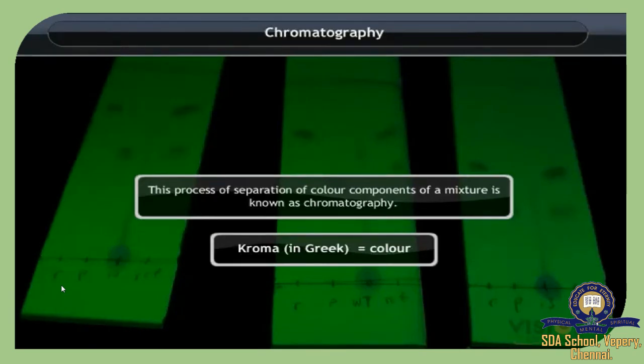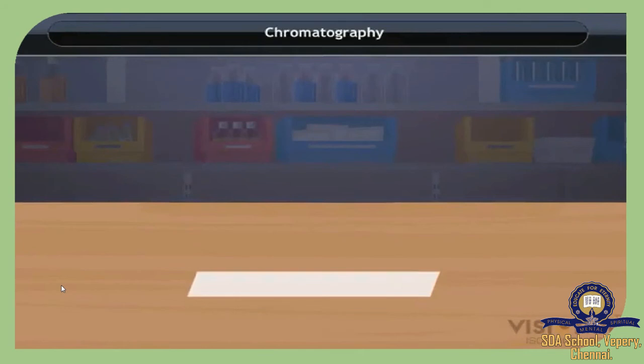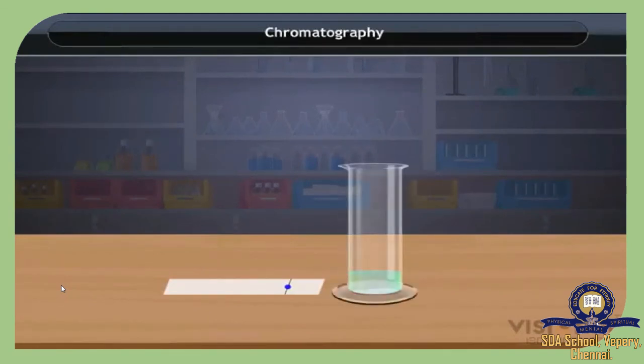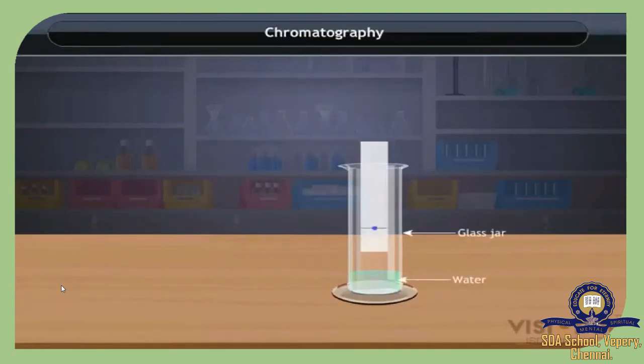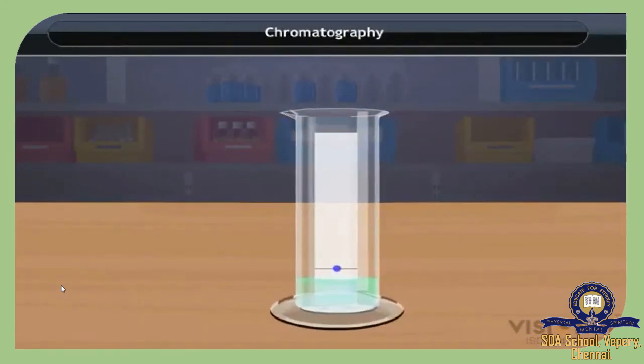Let us explain with the help of an activity. Take a thin strip of chromatography paper. Draw a line on it using a pencil approximately 3 cm above the lower edge. Now put a small drop of ink, water soluble, that is, from a sketch pen or a fountain pen, at the center of the line. Let it dry. Put the filter paper into the jar containing water so that the drop of ink on the paper is just above the water level and leave it undisturbed.